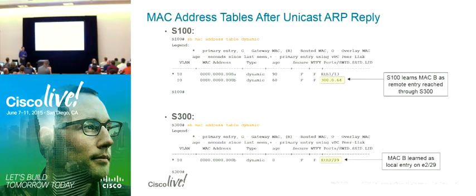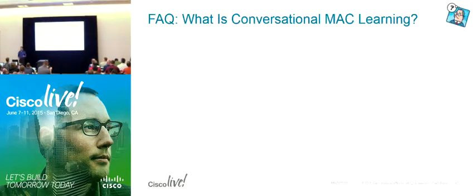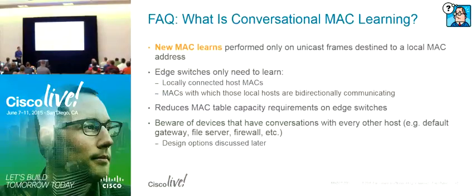At the end of the ARP reply, this is what our MAC address tables look like. Switch 100 knows both MACs, local A and remote B. Switch 300 only knows the local B MAC address. Then we can say, wait a second, I just said, remember, conversation. So this is what we call conversational learning. The conversational learning is the following set of rules.